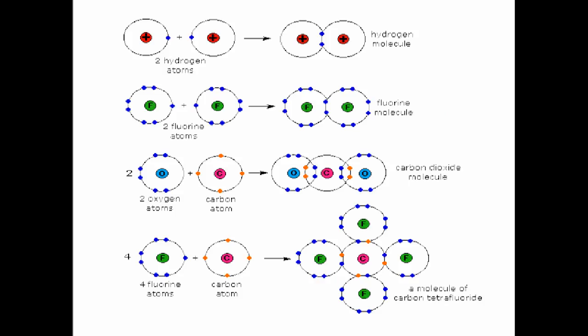A covalent bond is a form of chemical bonding that is characterized by the sharing of pairs of electrons between atoms. And usually, covalent bonds are a non-metal reacting with a non-metal. One example of covalent bonding is carbon dioxide, which is CO2.